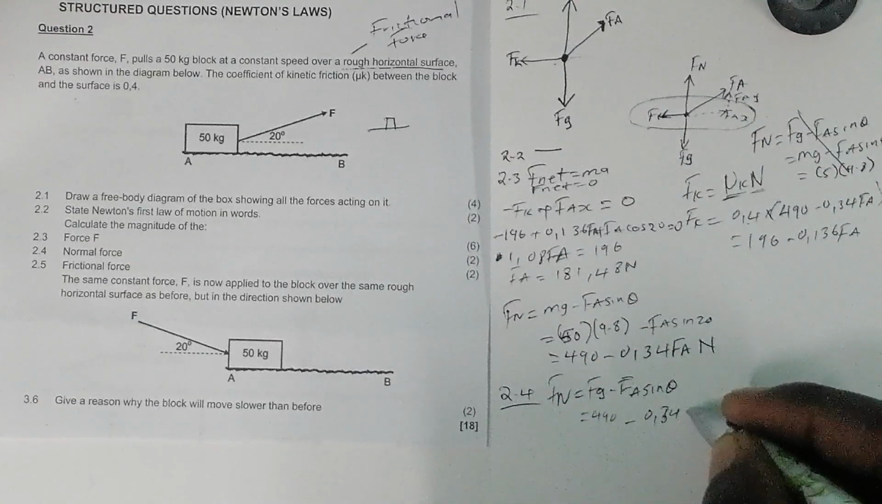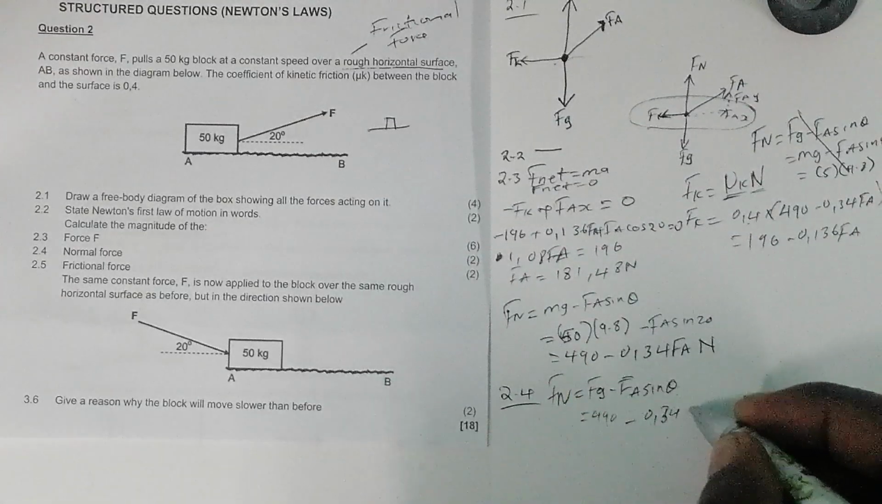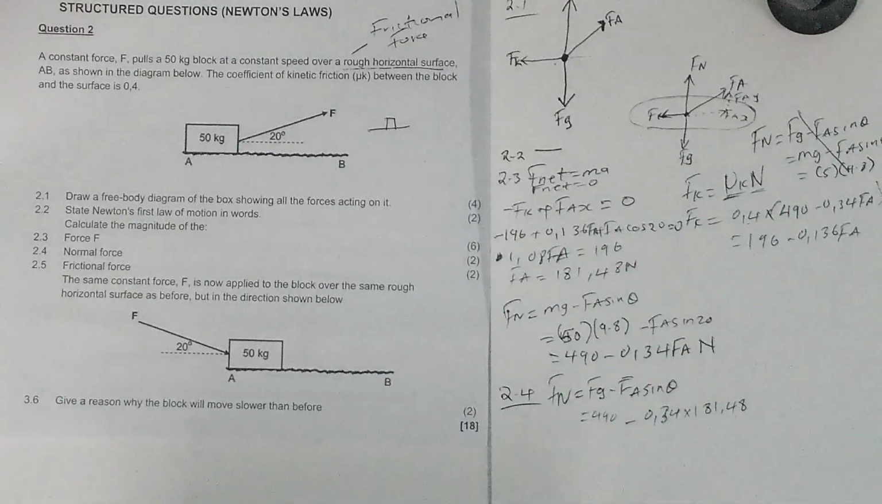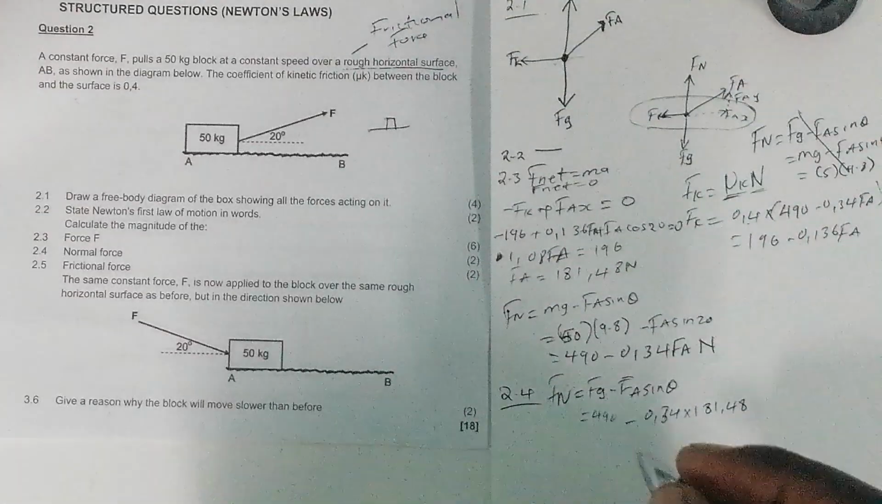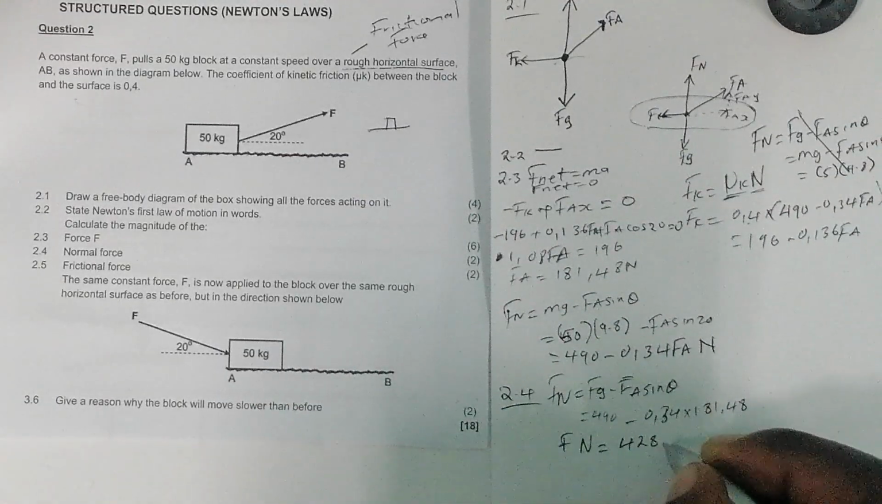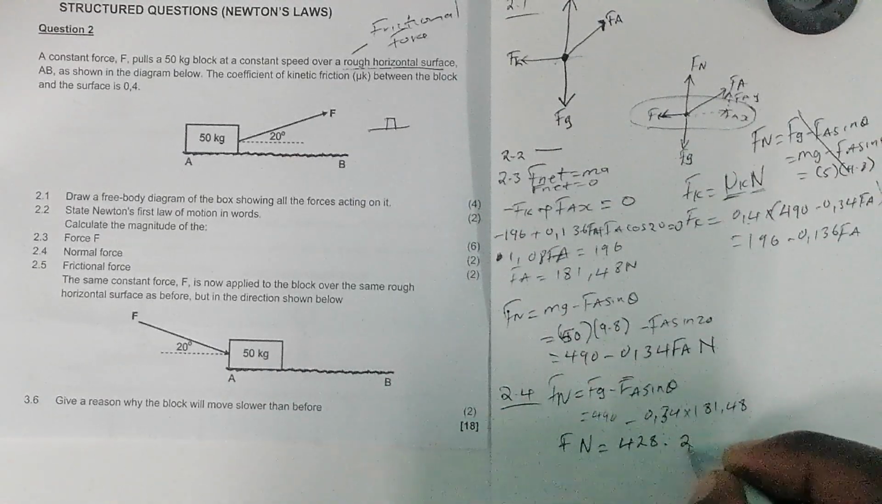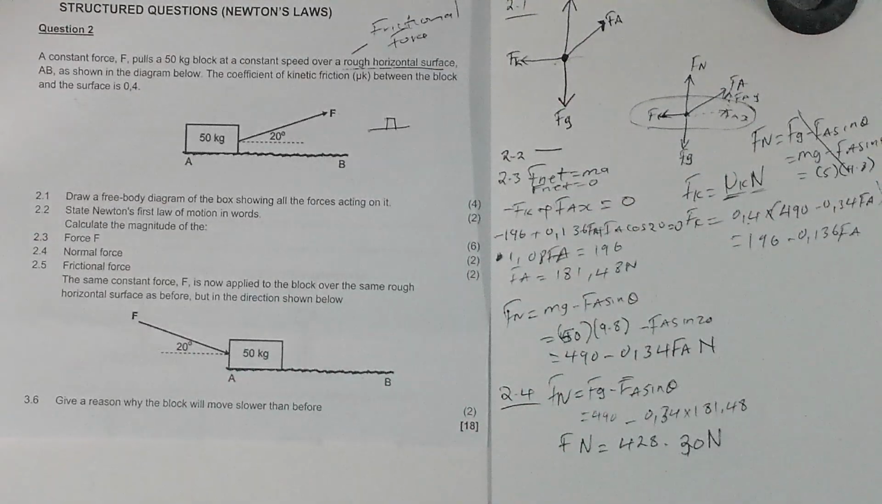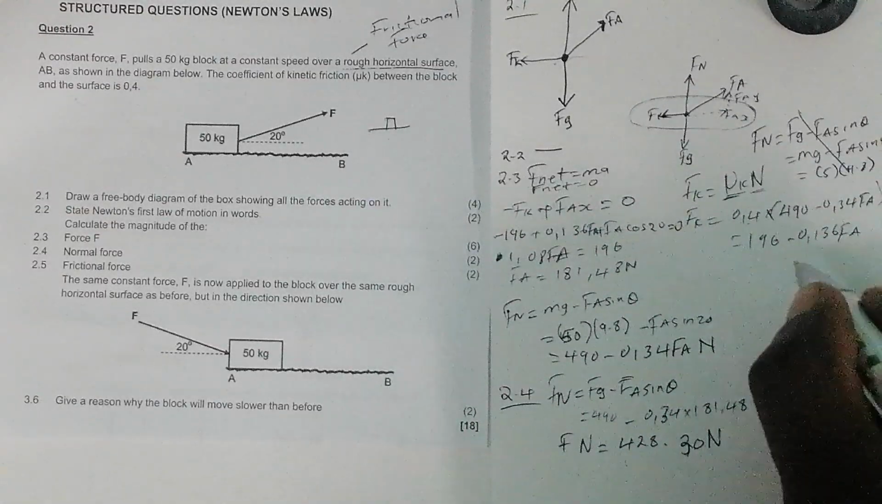0.34 Fa. Now the value of Fa is what? It is 181.48. 490 minus 0.34 multiplied by 181.48. The value of the normal force becomes 428.30 Newton. You round it off, right? Okay, 2.5.